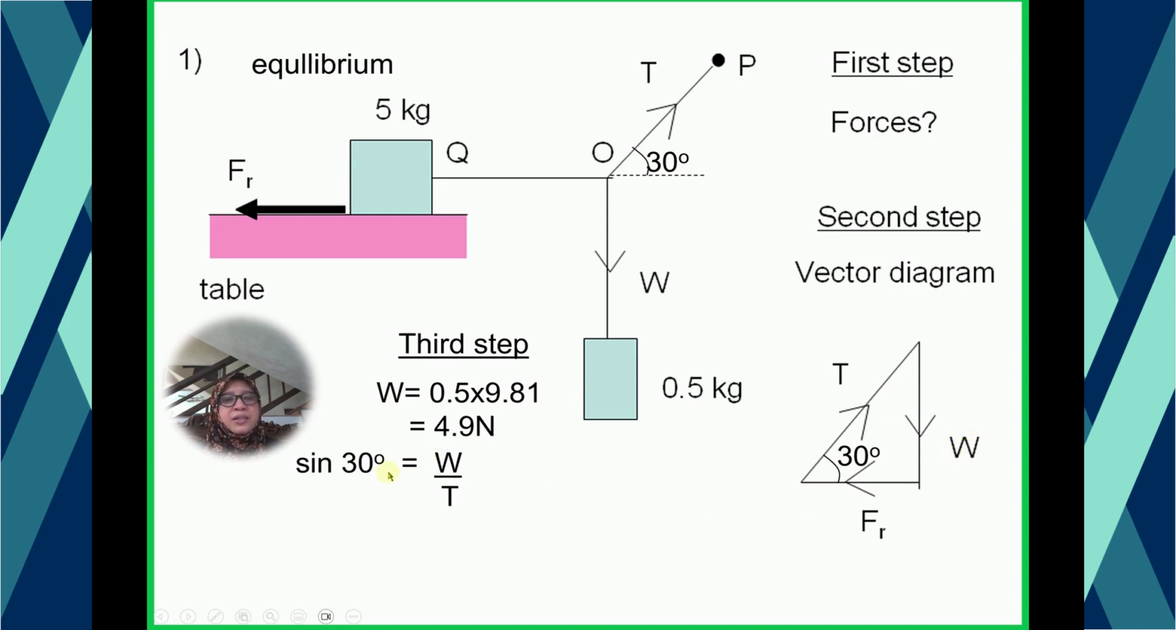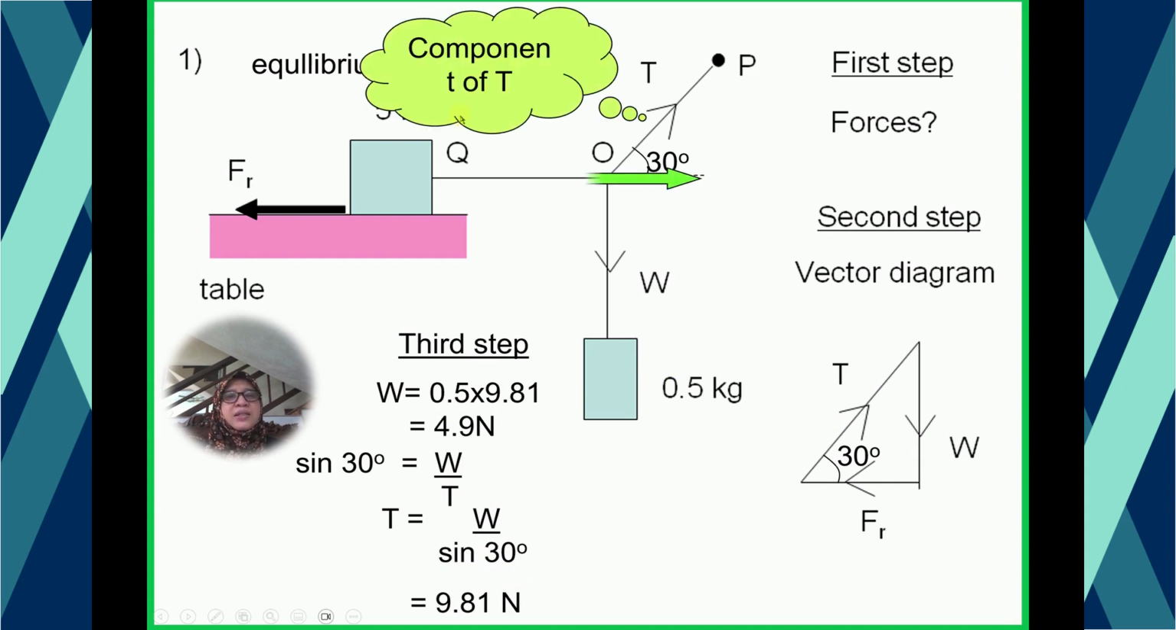Then we can use trigonometric ratio to find the tension. From this right angle triangle, sine 30 degrees equals the opposite, which is weight, over the hypotenuse. The hypotenuse is T, the tension in the string OP. So we get T equals weight over sine 30 degrees. Substitute the weight into here, and we get tension in the string 9.81 Newton. So that's the answer for tension in the string.